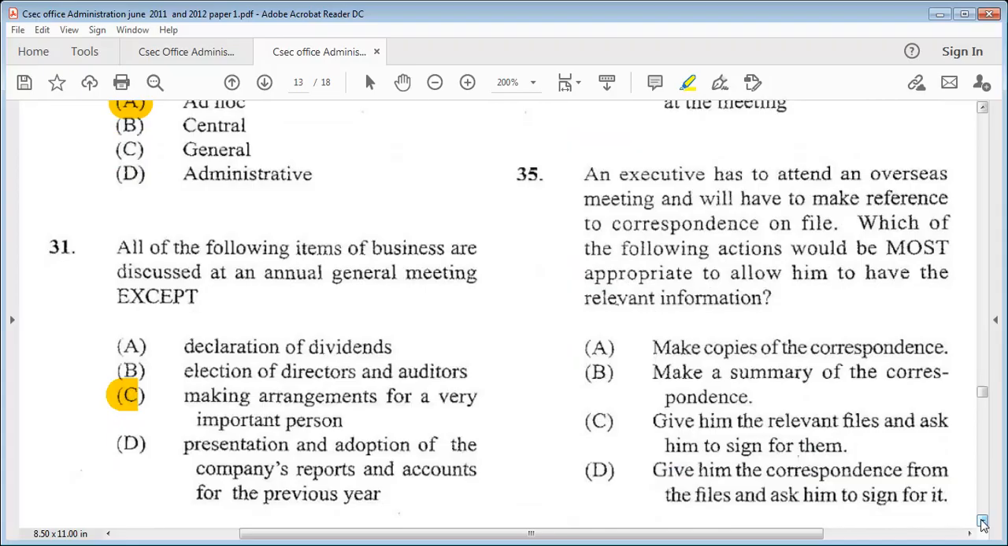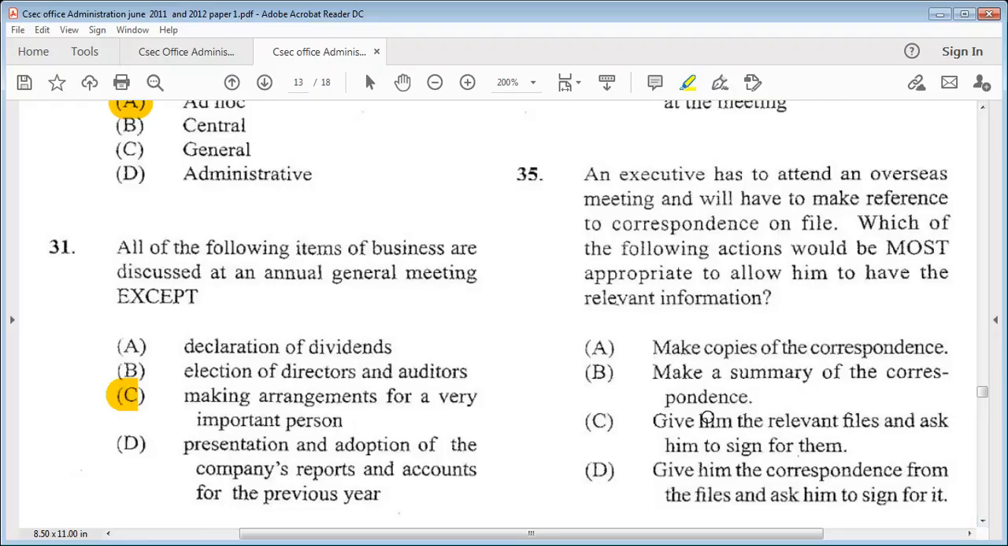An executive has to attend an overseas meeting and will have to make reference to correspondence on file. Which of the following actions would be most appropriate to allow him to have the relevant information? A. Make copies of the correspondence. B. Make a summary of the correspondence. C. Give him the relevant files and ask him to sign for them. Or D. Give him the correspondence from the files and ask him to sign for it.